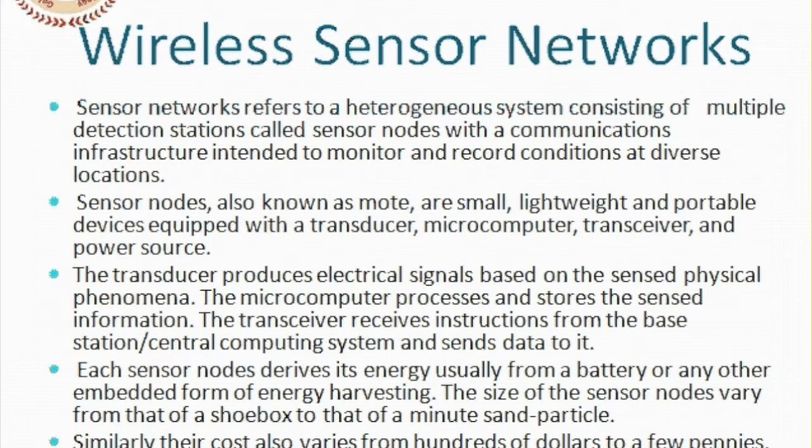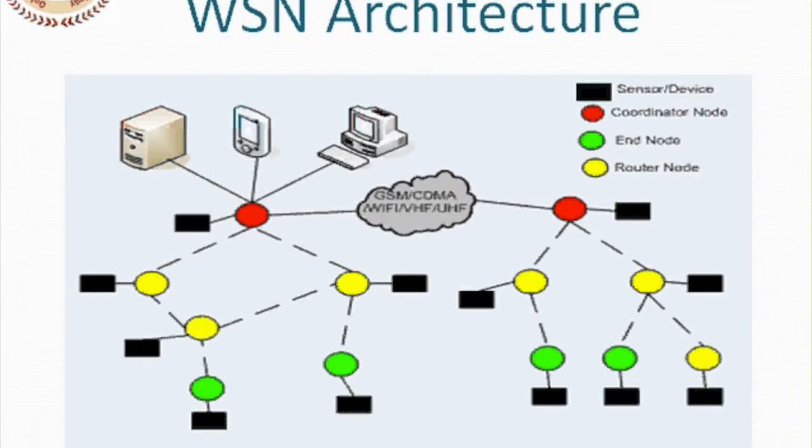Since we have already seen what a wireless sensor network is, let me tell you about the sensor nodes which together form a wireless sensor network. Sensor nodes are also called motes, and these comprise a transducer, a microprocessor, and a transceiver. The transducer produces electrical signals based on the sensed physical phenomena, and the microprocessor processes and stores the sensed information. The transceiver receives instructions from the base station or the computing system and sends data to it. This is the wireless sensor network architecture.